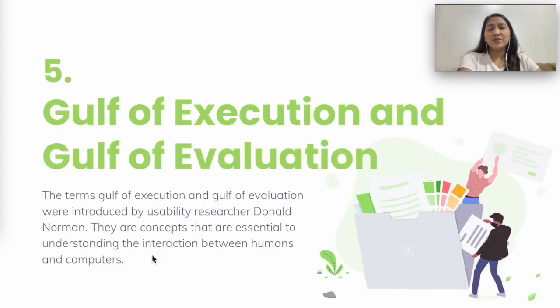Now let's proceed to this last topic, the gulf of execution and the gulf of evaluation. These terms were introduced by usability researcher Donald Norman. They are concepts that are essential to understanding the interaction between humans and computers. The 2 gulfs are closely related to Norman's 7 stages of action. The first 4 stages make up the gulf of execution, while the next 3 stages make up the gulf of evaluation.